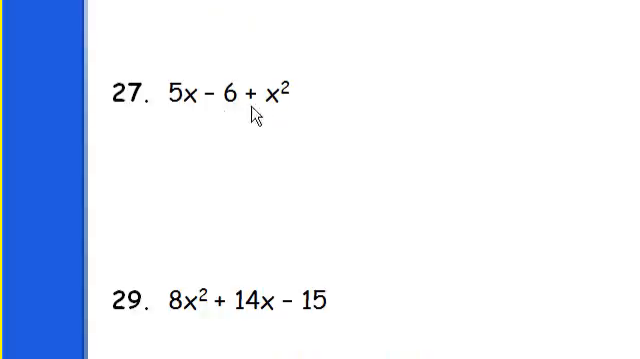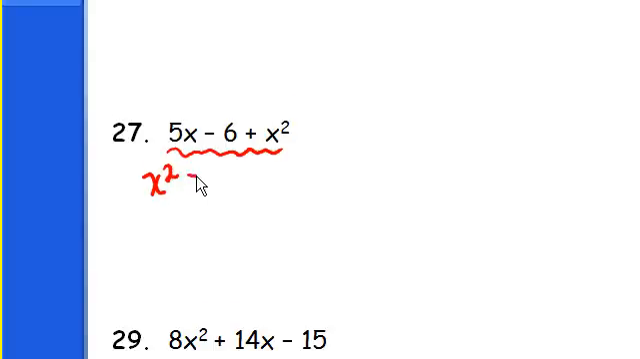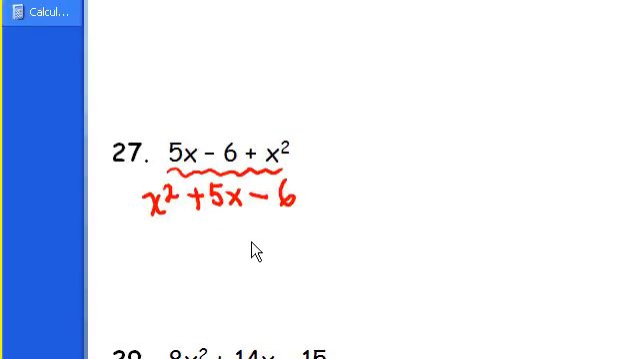5x minus 6 plus x squared. Okay, they're trying to trick you up a little bit. What I would do is rearrange these so that the squared is first, the degree of 2, then we'll follow it with the 5x, then we'll follow it with a minus 6. So now that we've rewritten it, let's go ahead and factor it.